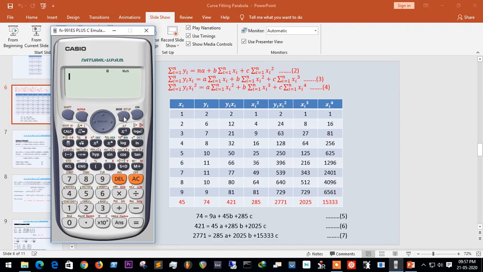First you go to mode option. We get some options here. Go to 5, equation solver. Then select 2 because we have 3 equations with the 3 unknowns. So select 2. We have a screen like this. So enter the values one by one.